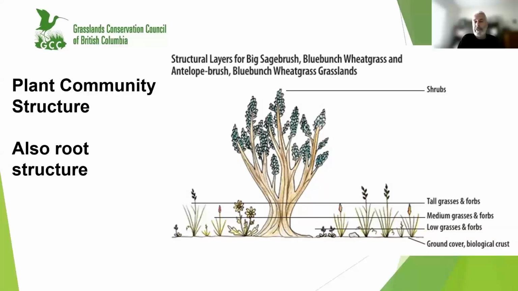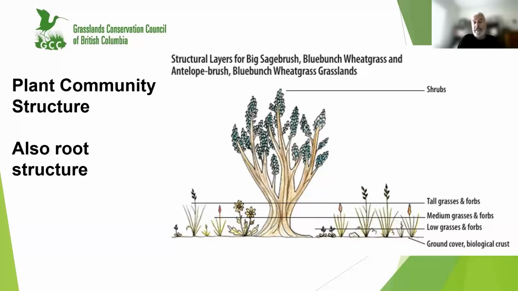There's the shrub community, and then there's the tall grass community, lower grasses, and then of course the ground cover and the biological crust, and then all the forbs that come out there, particularly in the spring, you'll find them on the grasslands. But even this time of year, you'll see things like sticky geranium and old man's whiskers greening up on the grasslands. What this doesn't show is the root structure.